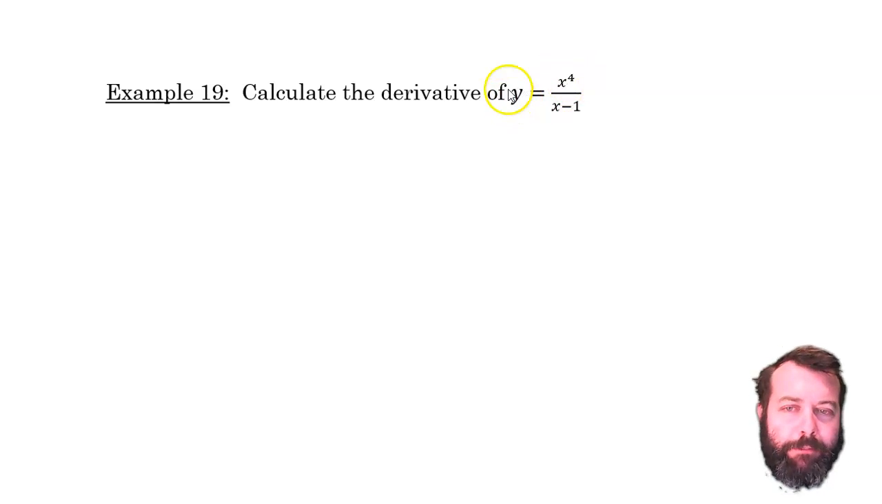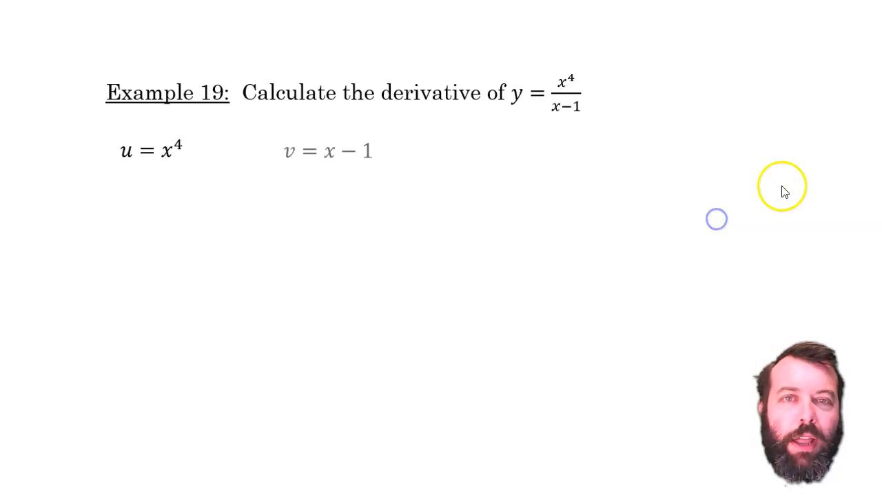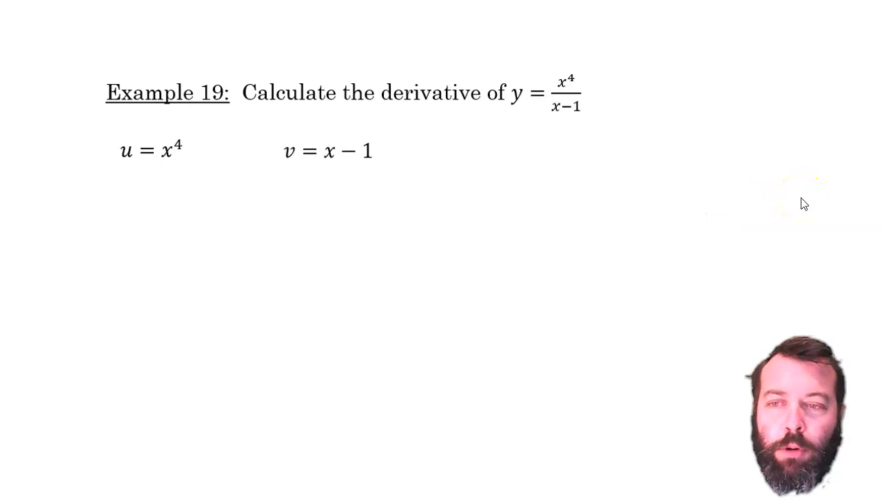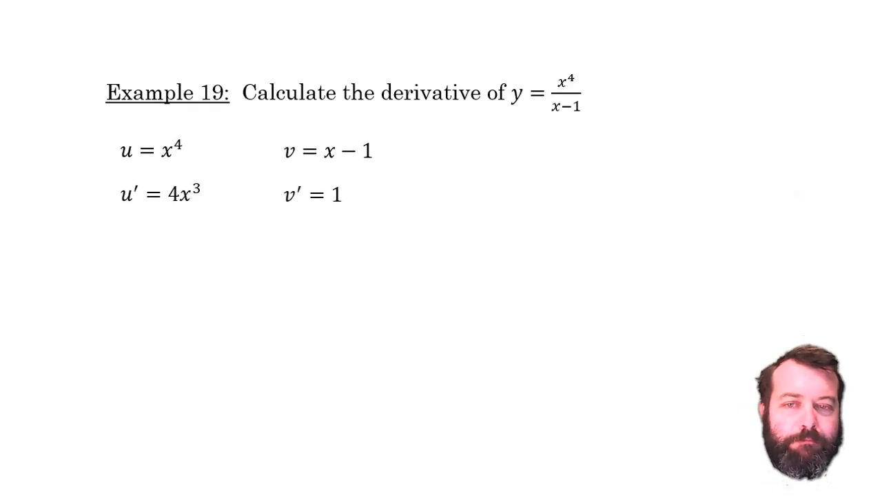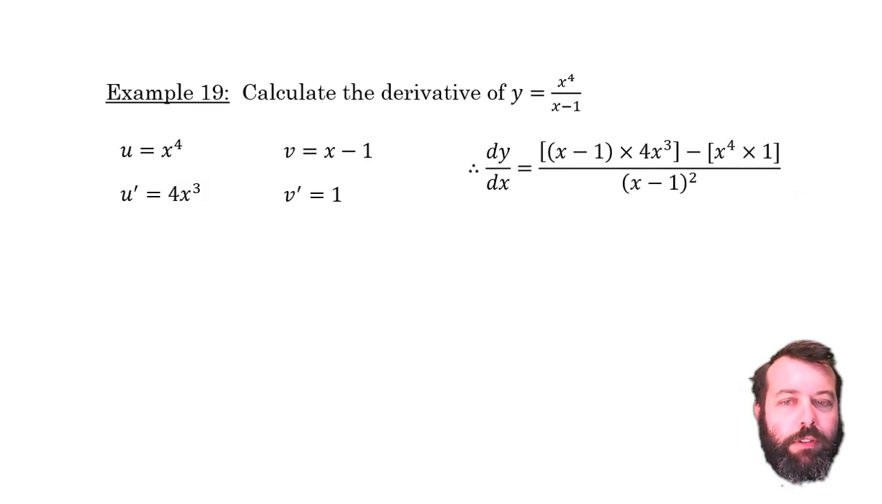Here we have a function that could well be expressed as the quotient of two other functions, so x to the 4 and x minus 1, and that's what we've got written down here. So u is x to the power of 4 and v is x minus 1. Means that, of course, u prime is 4x cubed and v prime is just 1. Now remembering the quotient rule, the derivative is vu prime, so here's v, that's u prime, minus u times v prime all over v squared.